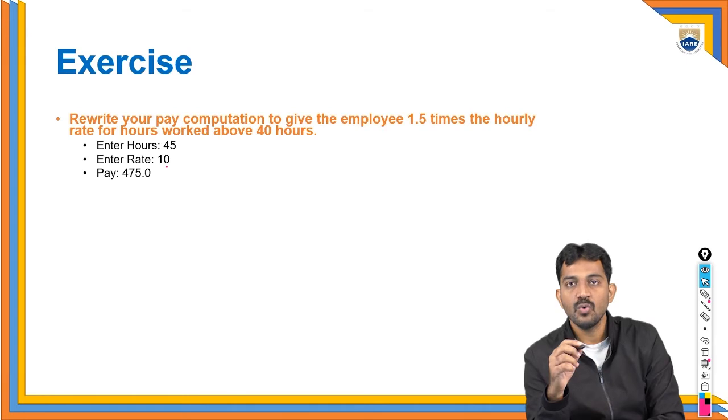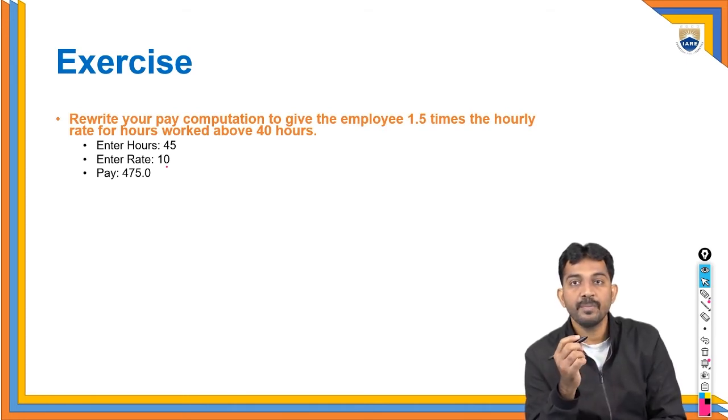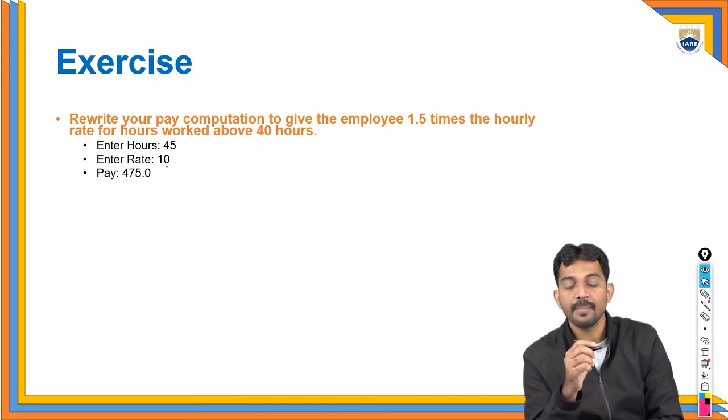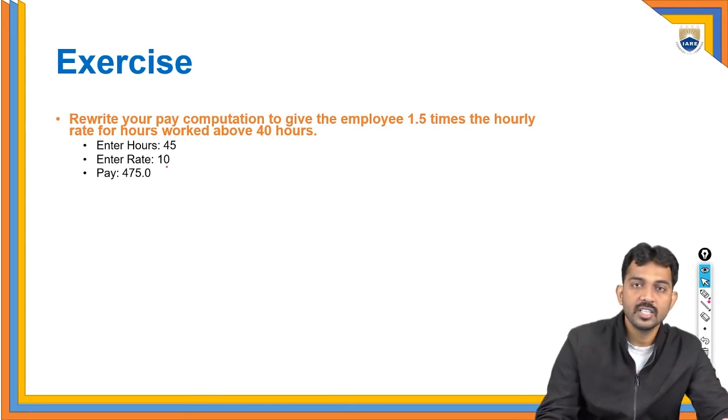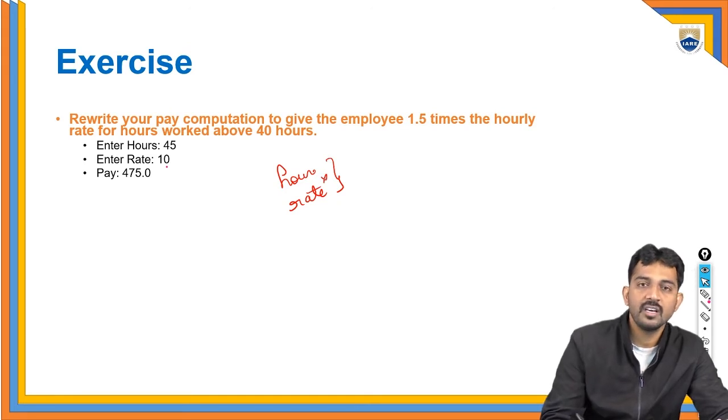Exercises. We'll see one exercise at a time. Already we did one program. What is that? Rewrite your pay computation to give the employee 1.5 times the hourly rate for hours worked above 40 hours. See, what does this task mean? Normally you did the same program. They have given the hours and rate, and they ask you to find the gross pay. Just multiply both, you'll get the answer.